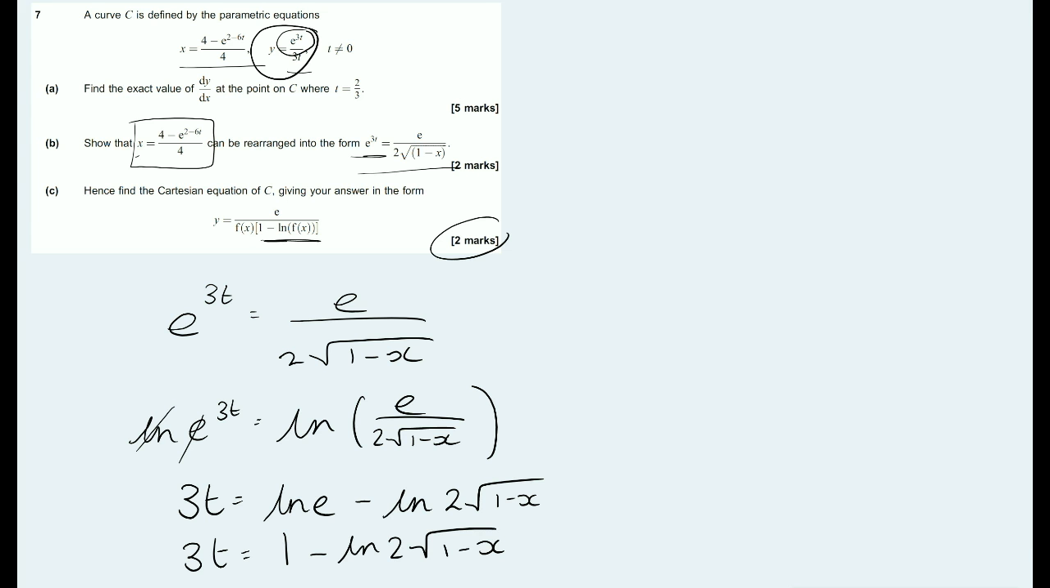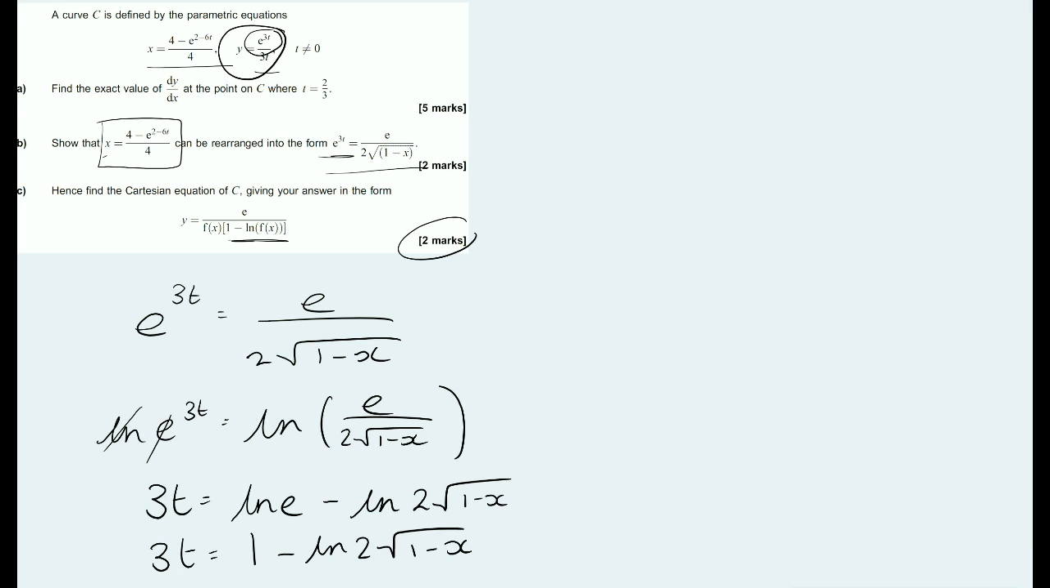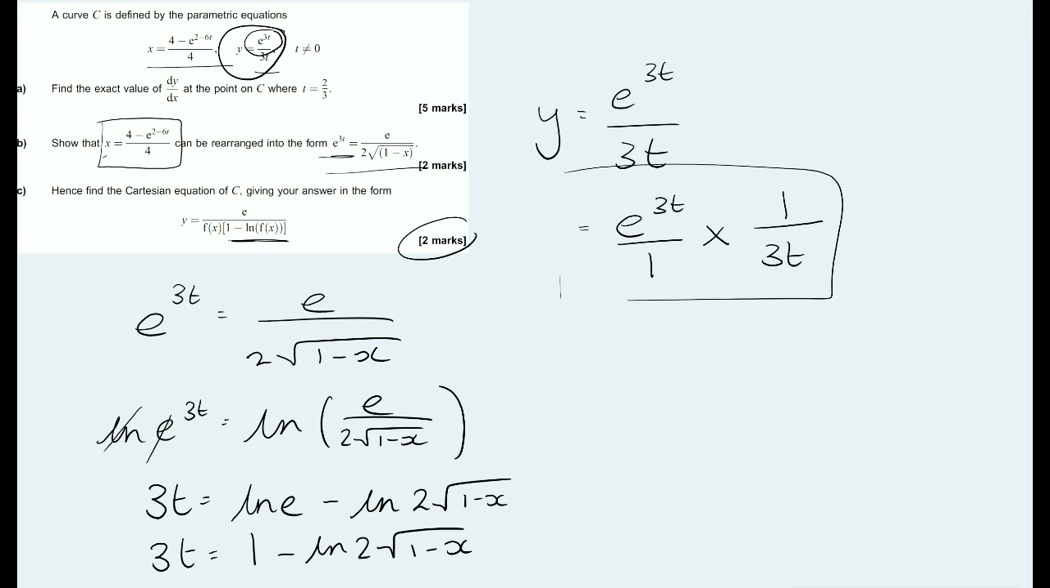So then what we've got is y is equal to e to the 3t over 3t. Now I'm going to rewrite this slightly differently. I'm going to rewrite this as e to the 3t over 1 times 1 over 3t there. Okay, so what I'm doing here is I'm just showing you that when we substitute in, how this is all going to work. So this should make sense that that's the same as y. So now let's put in what we know.